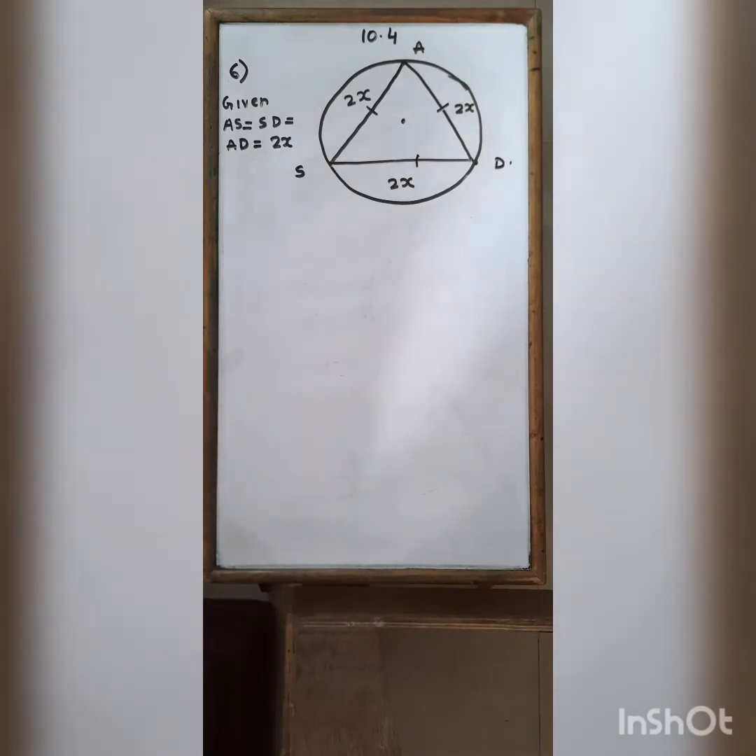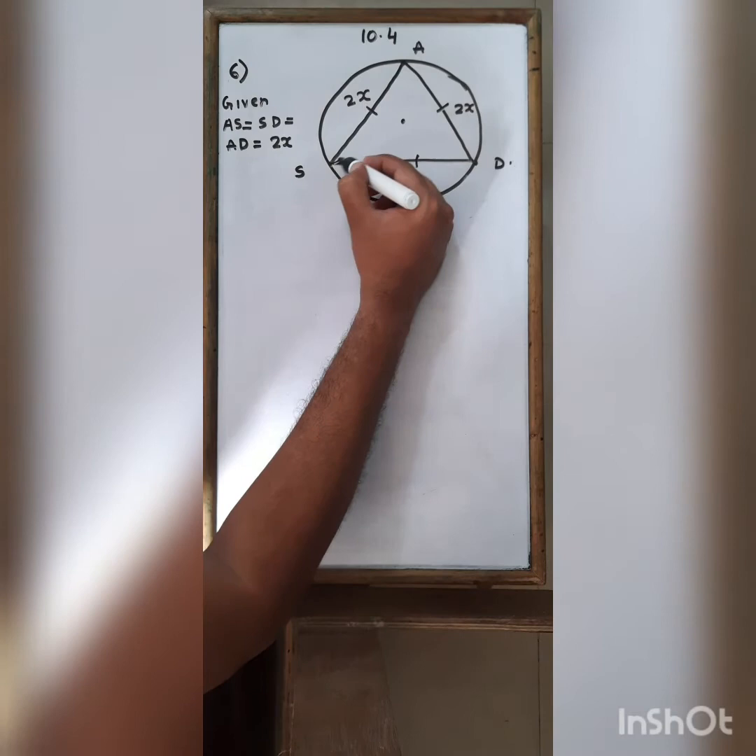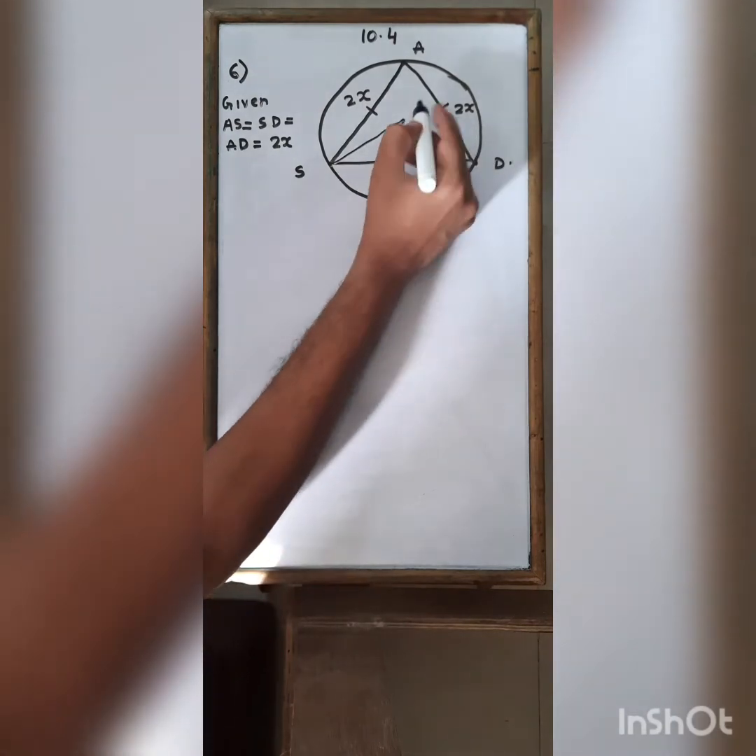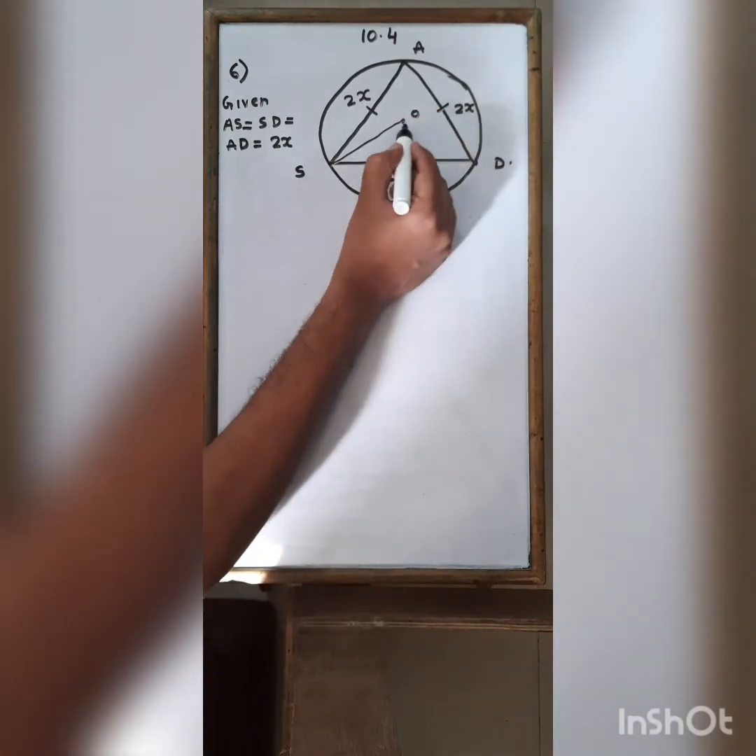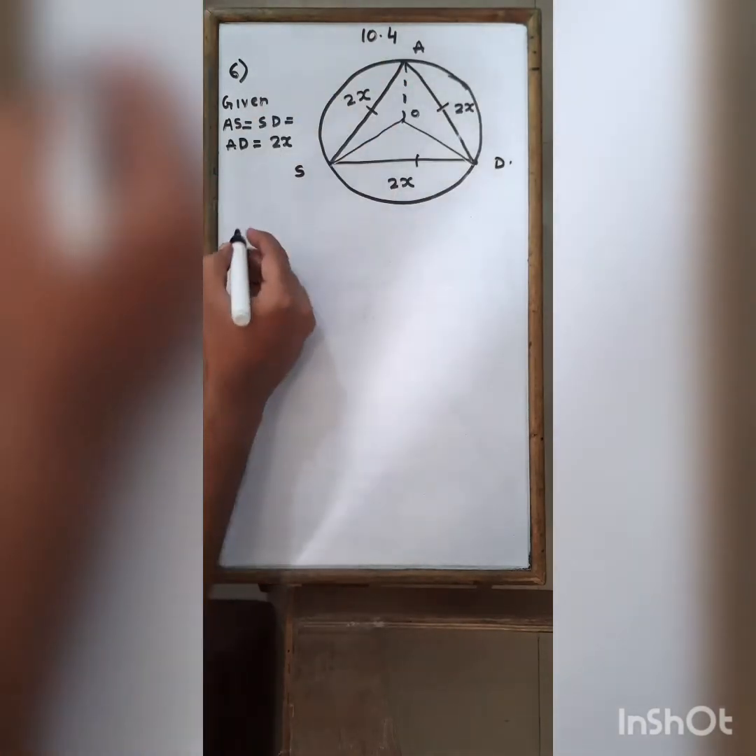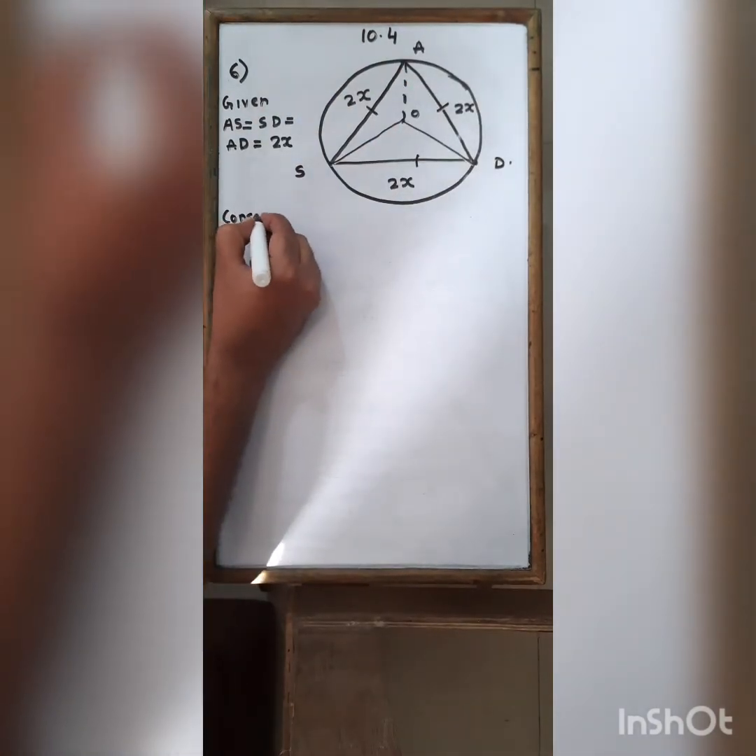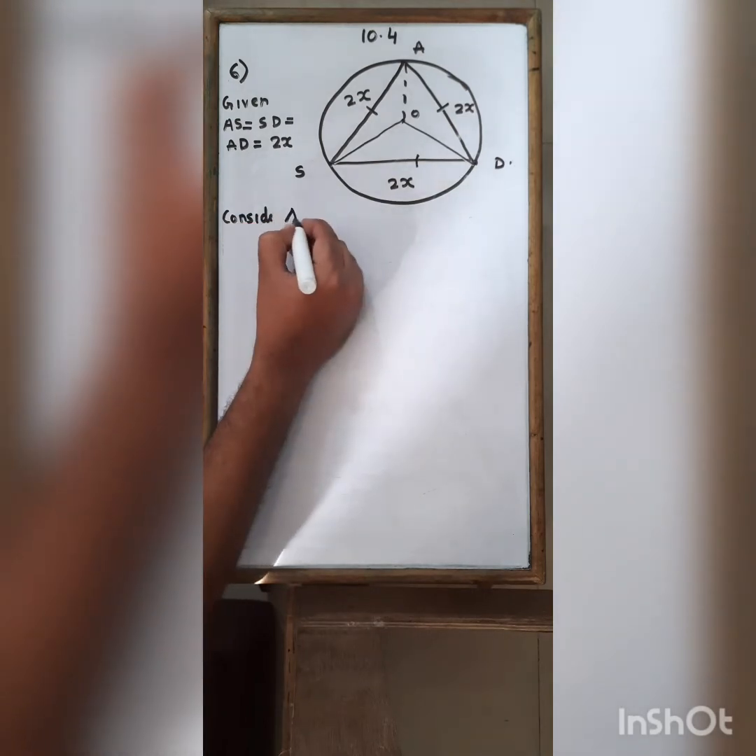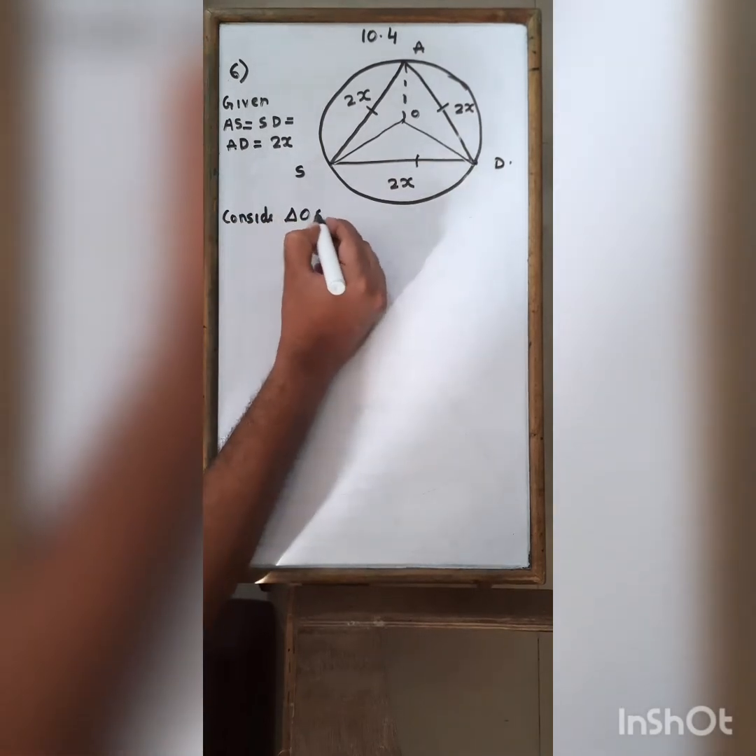So now how do I start the sum? Again I will be using the same property which we have used in the last sum. I will join first. Let us join SD. Let this center be O. So I have joined this and I have connected this. Now consider triangle OSD.